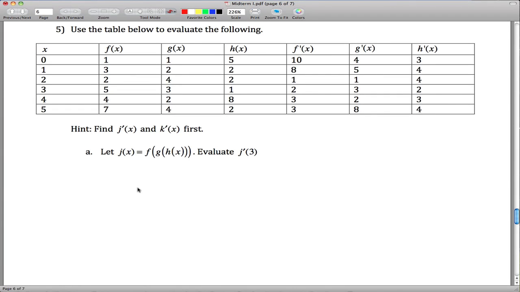Alright, problem 5 on the white test. We want to find j prime of 3, where j of x is this big mess of a composition. And if you follow the hint, the first thing to do is find j prime of x, then we'll figure out j prime of 3.